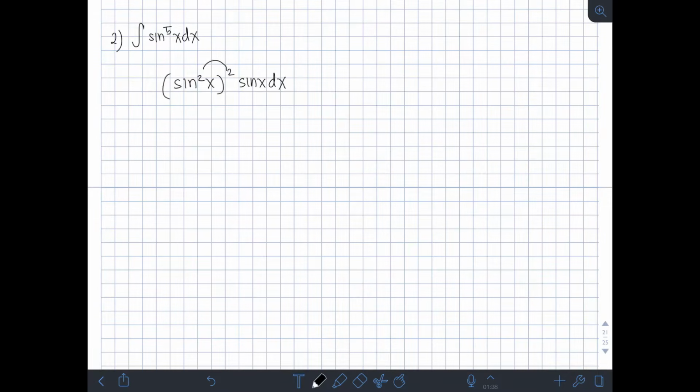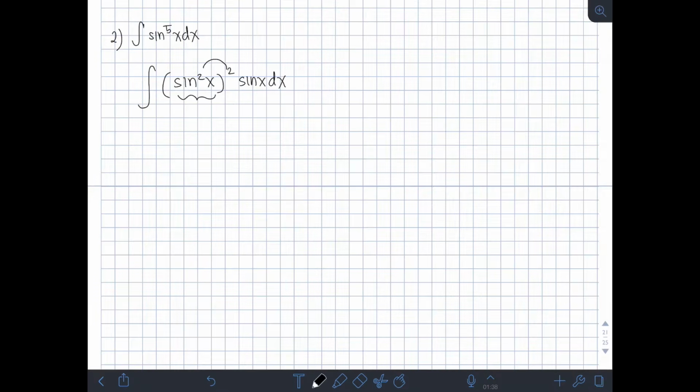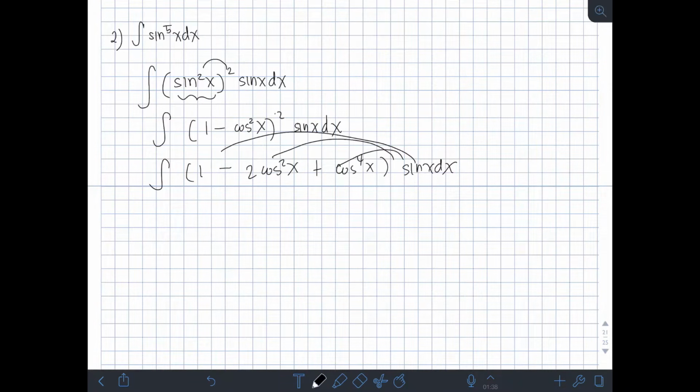Law of exponent, multiply. So, therefore, kapag tinransform natin ito using Pythagorean relation, equal to saan? Integral ng 1 minus cos squared x quantity squared sine x dx. And then, evaluate natin itong square of a binomial. So, 1 minus 2 cos squared x plus cos raised to the 4th x, right? Shortcut for square of a binomial. Then, times sine dx. Then, distribute uli natin yung sine x dx.